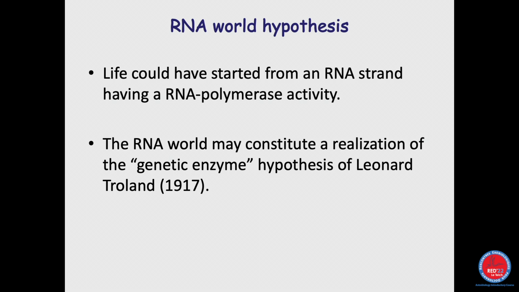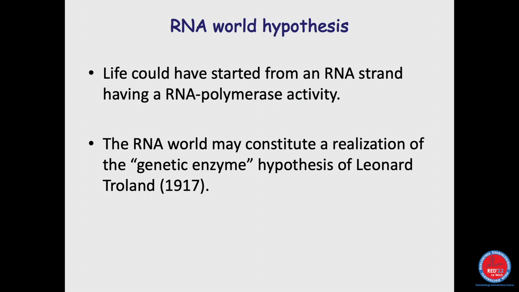Able to perform catalysis. This hypothesis has been quite fruitful because it took advantage of all the tools that have been discovered in molecular biology. Everything in the molecular biology of nucleic acids, of RNA, is able to help the studies of the RNA world hypothesis. And this hypothesis was that life could have started from an RNA strand having a polymerase activity capable of polymerizing itself, in fact. So this corresponds exactly to the definition of a genetic enzyme by Leonard Troland, in the beginning of the century, in 1917.